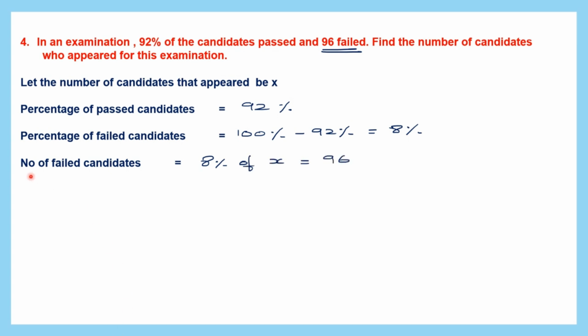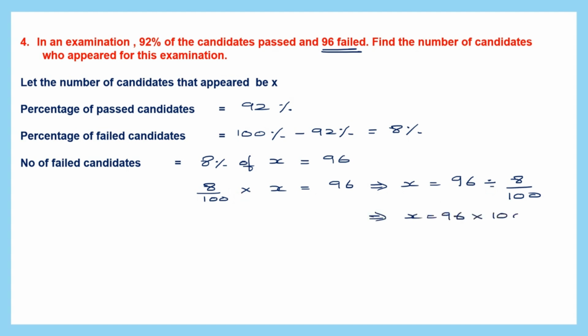So number of failed candidates is 96 and that is 8% of the total. So now let's calculate. So this is 8 by 100 into X. This will give us 96. So this means X is equal to 96 divided by 8 by 100, because I've transposed 8 by 100 to the other side. Multiplication changes to division. Now let's simplify this. So X is equal to 96 into 100 by 8.